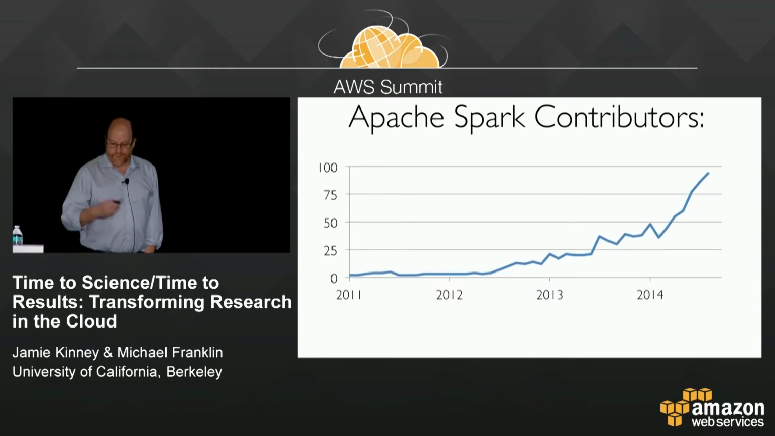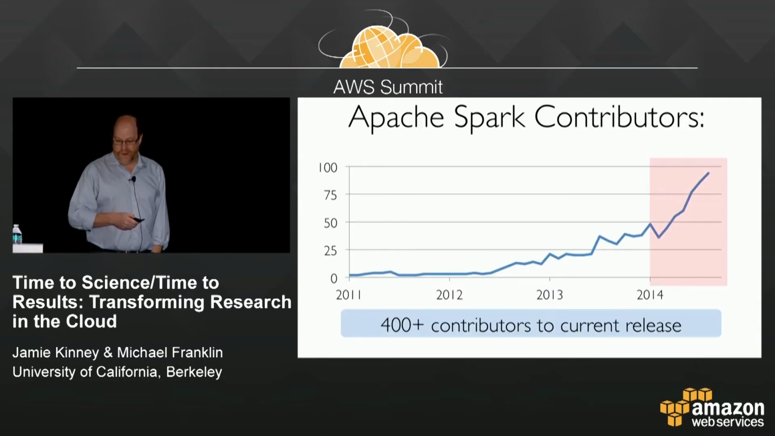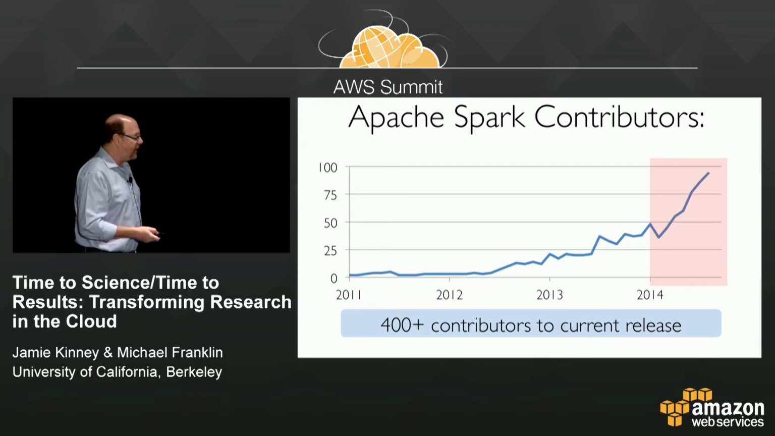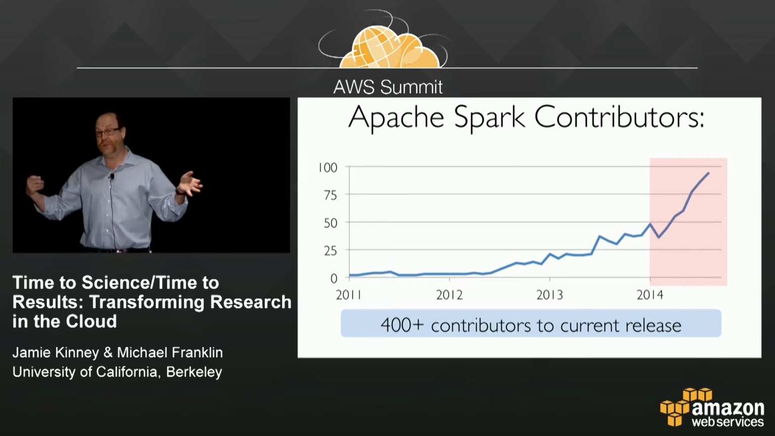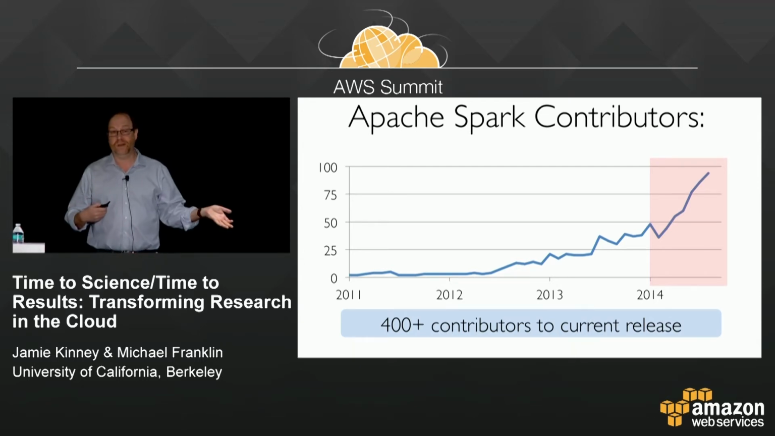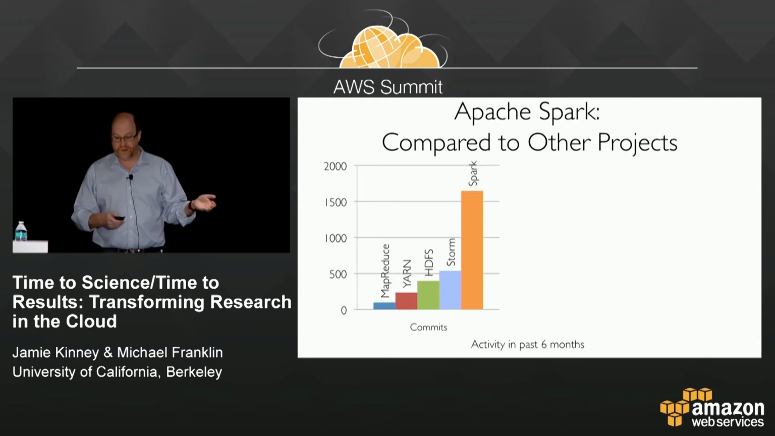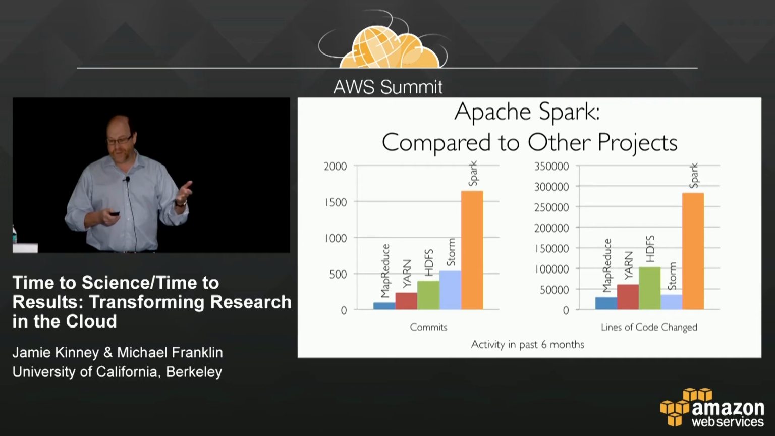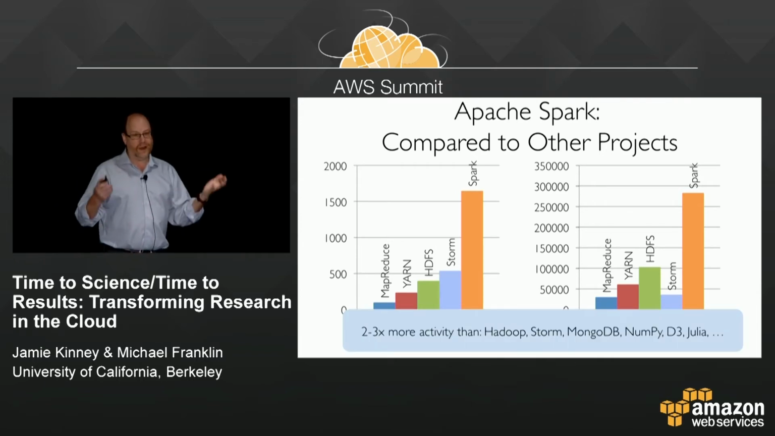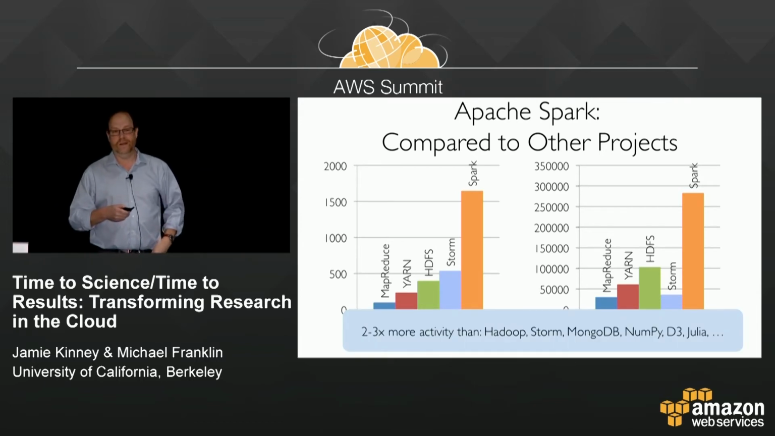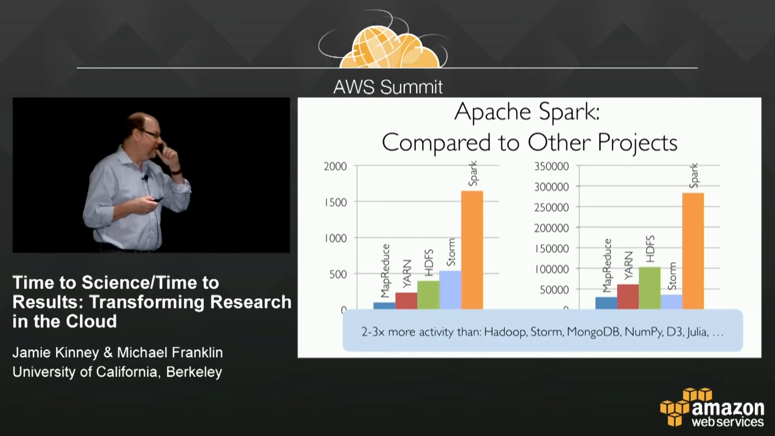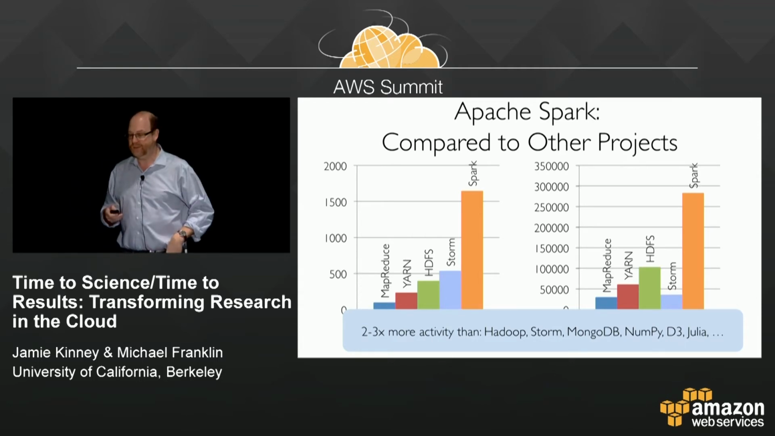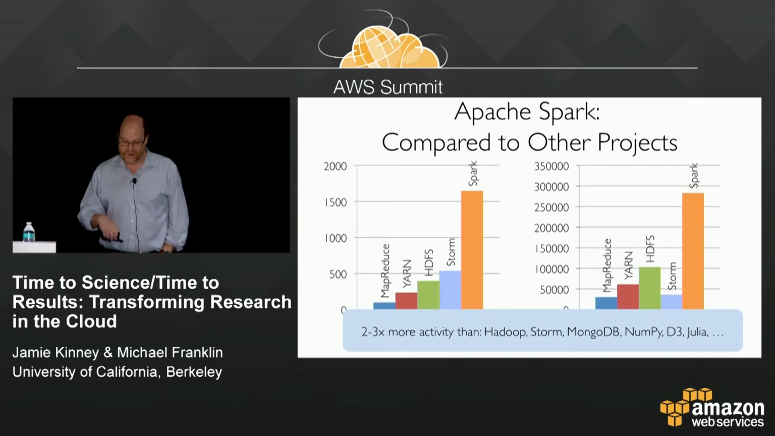So just quickly, one of the nice things about doing everything in open source is we get to expand our developer footprint. So in the current release of Spark, there's over 400 developers. And if you look at activity across open source big data projects, Spark has a lot more going on than a lot of the other projects. So there's just a lot of enthusiasm and excitement behind Spark right now. That's really what all these graphs are showing.